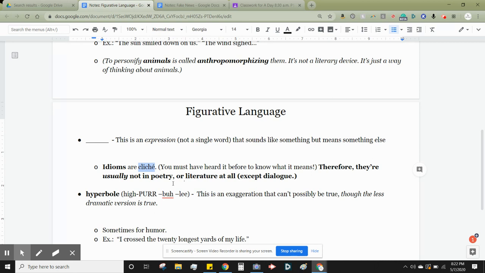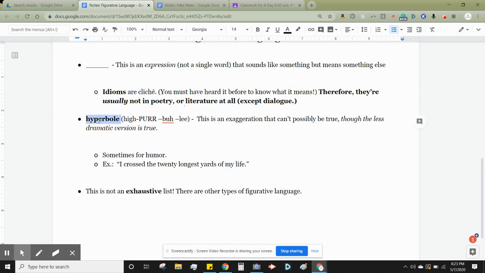So in order for an idiom to make sense as an idiom, it has to be something you've heard before. Therefore, it is cliche. Therefore, good writers will generally not use them. It's not a hard and fast rule, but like 95% of the time, you're not going to see idioms in literature unless it's in dialogue. But you should just know what they are.